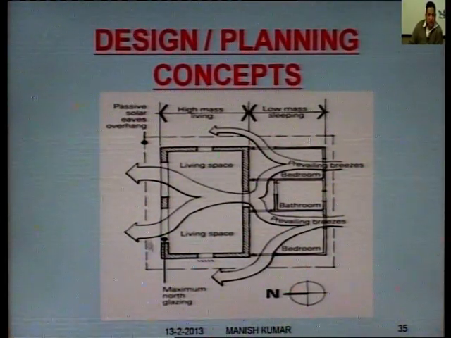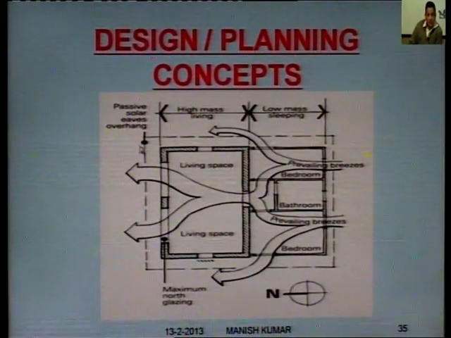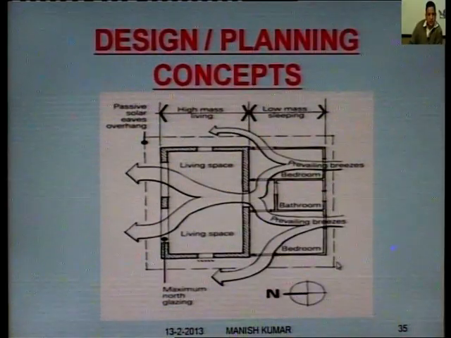This dotted line here shows projections or broader eaves, passive solar eaves overhang. So this explains the previous point.